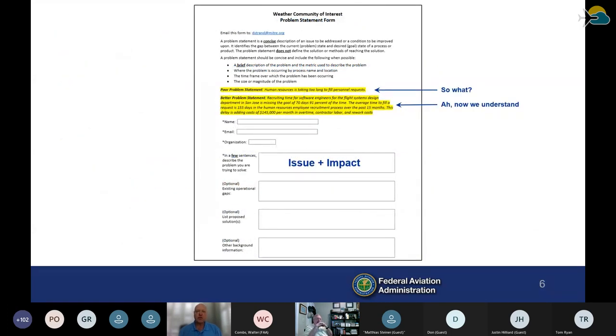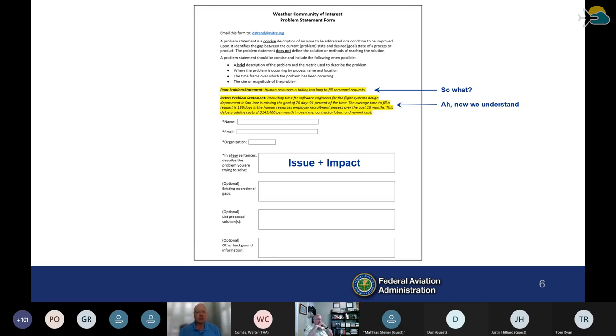So we prepared a form to try and give everybody some structure on what we wanted for a problem statement. All too often we find people provide a solution as their problem. And this actually isn't that easy to do unless you've worked at it for a while. And we even gave them a little example there of a good problem statement and a poor problem statement.